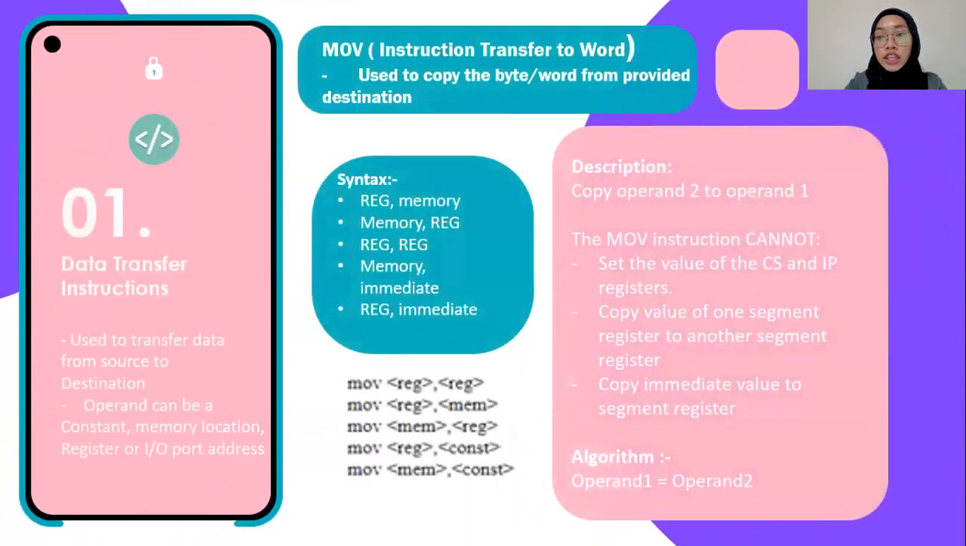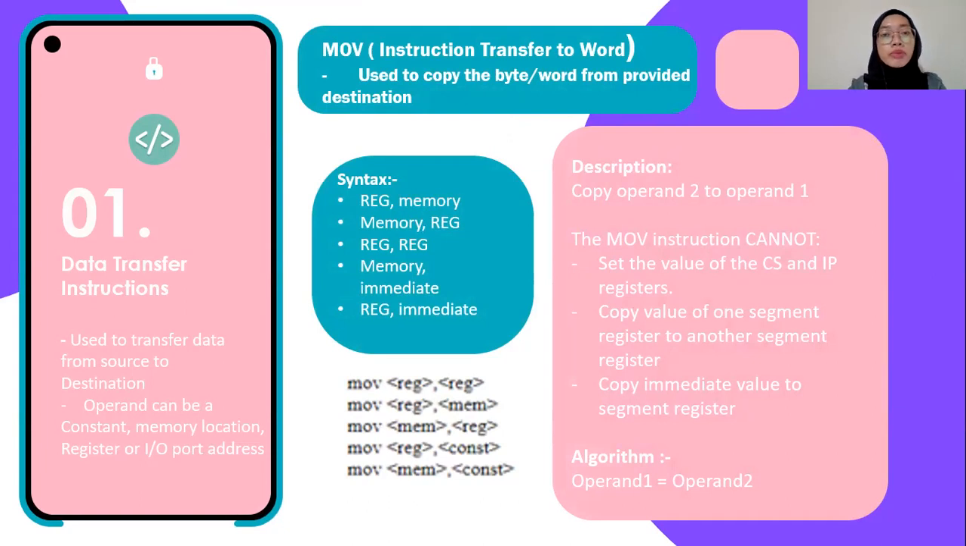So let's take a look at the first basic assembly language instruction. So we have data transfer instruction. In this particular video, I'm going to focus on the MOV. It is an instruction to transfer a word. So let us get to know what is data transfer instruction. So basically, data transfer instruction is the instruction used for transferring data from source to destination.